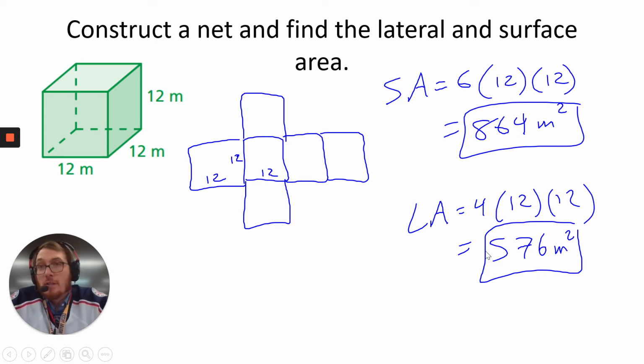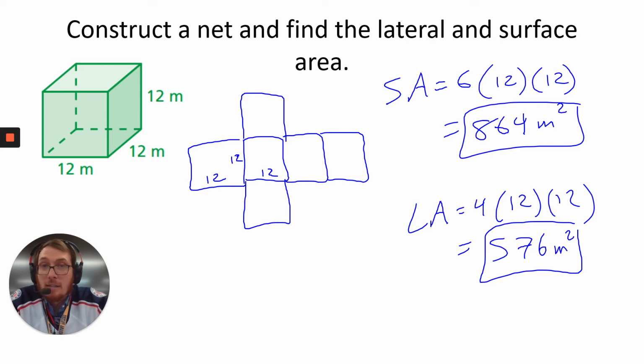The question is which one's the base. It doesn't really matter. They're all the same. So instead of doing 6 of them, to find the lateral area, you would just do 4 of them. And that would be like the 4 kind of around the edge without the top and bottom. Okay, so it would just be 4 times 12, which would be 576 square meters to find the lateral area for the cube in this case, which is just a special version of a rectangular prism.